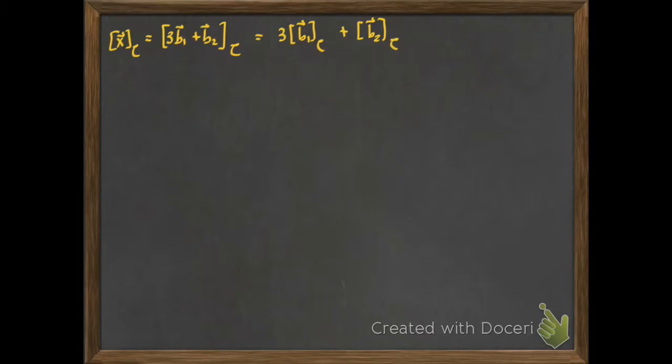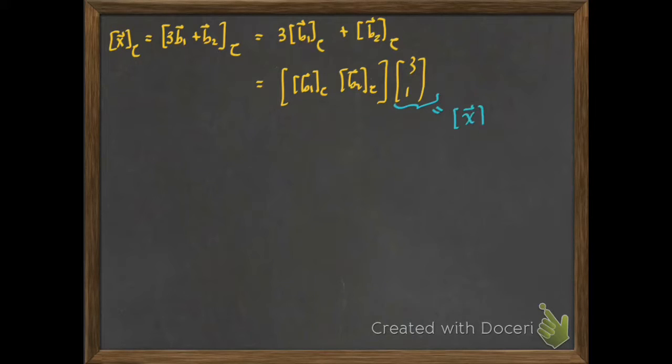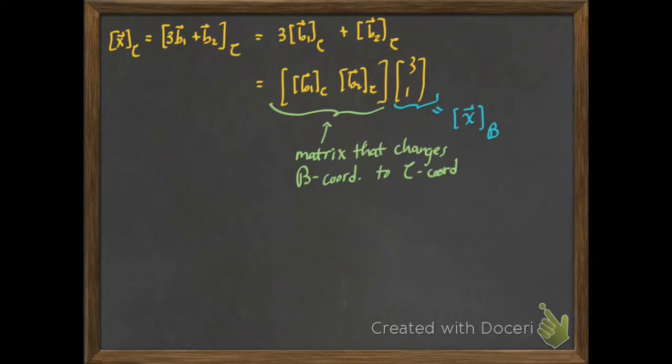So now let's take a look at this a bit more abstractly. The c-coordinate vector of x, since the coordinate mapping is a linear map, we said was equal to 3 times the c-coordinate vector of b1 plus the coordinate vector of b2. Now I can write this as a matrix times vector product, where the matrix has columns the c-coordinate vector of b1 and the second column c-coordinate vector of b2, times the vector 3, 1, which happens to be the b-coordinate vector of x. And so this matrix that I have is a matrix that changes b-coordinates into c-coordinates.